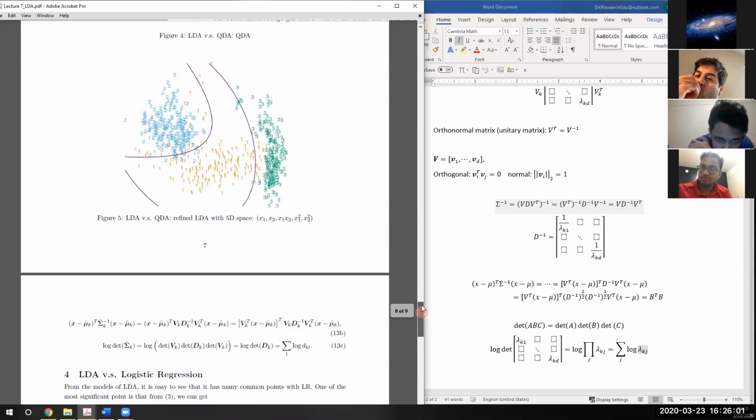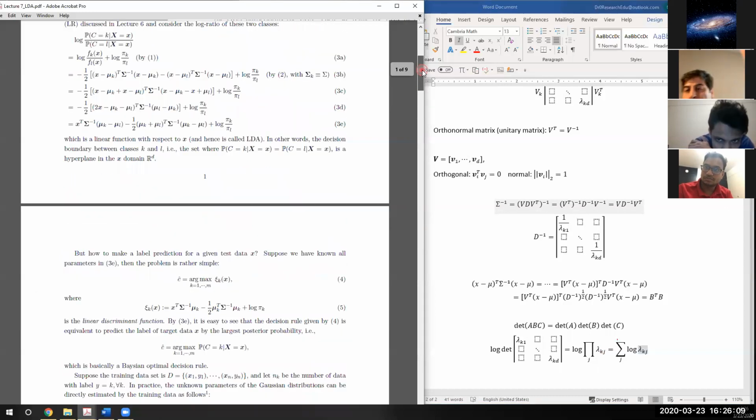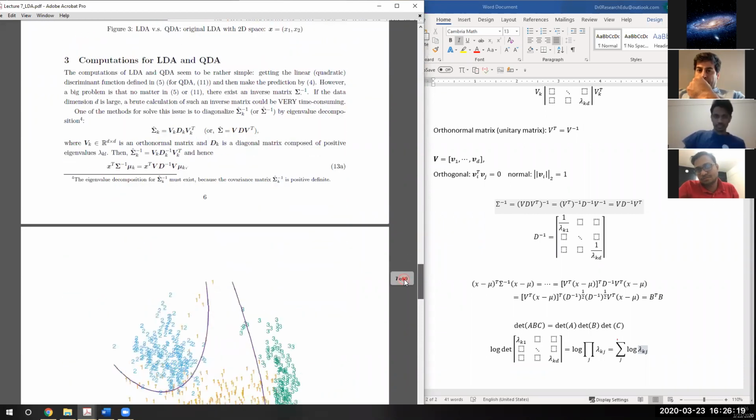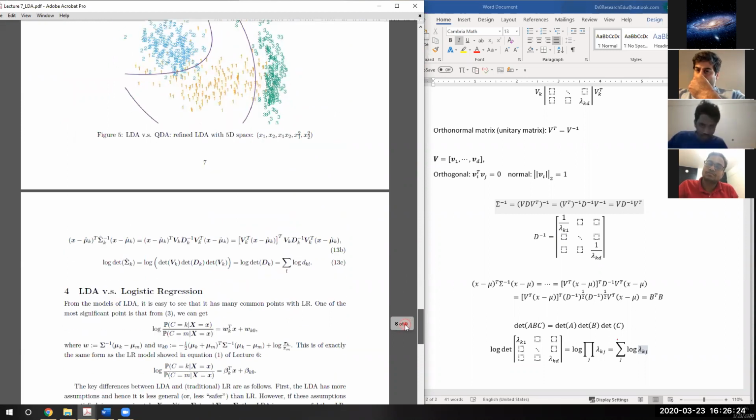Because using this way, you can simplify this 11, which is the quadratic discriminant function. And you can also simplify 5, which is the linear discriminant function. And here you go. You know what I mean? So all the calculations can be done much more efficiently, much faster, than if you brutally calculate the inverse matrix when the dimensions are big, or brutally calculate the determinant of this. Okay, any questions? I think that's all of today's class.